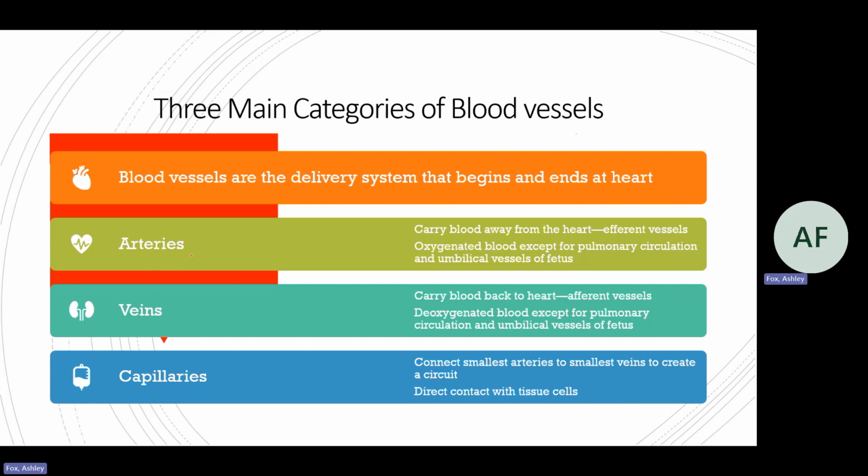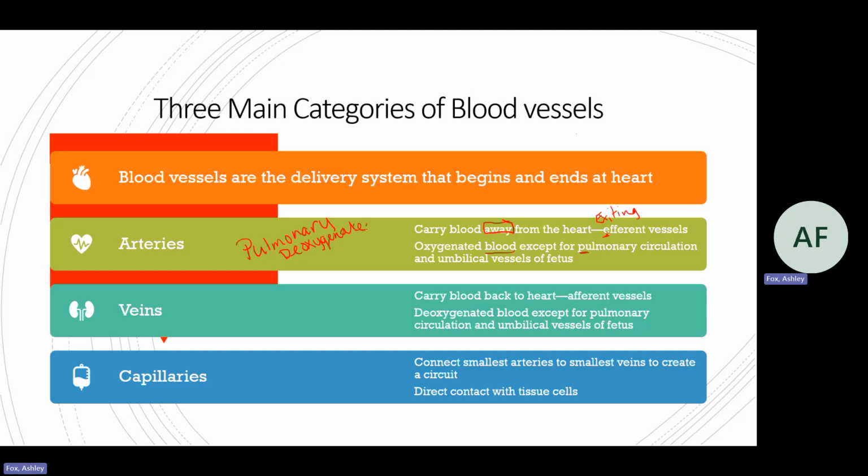So arteries are going to be, again, A for away. Arteries carry blood away from the heart, and they're considered efferent or exiting vessels because they're going out of the heart and away from it. Most of the time, except for the ones in the heart, it's oxygenated blood, blood from the lungs that has picked up oxygen and is going to the rest of the body. It is deoxygenated blood with pulmonary circulation. So remember, the pulmonary arteries carry deoxygenated blood.